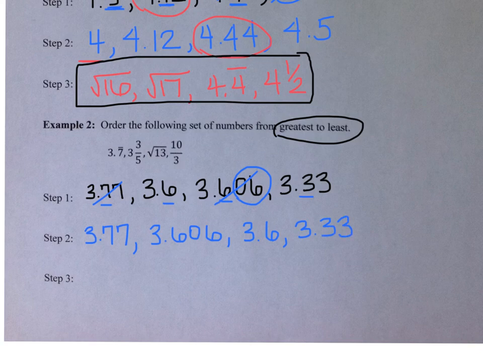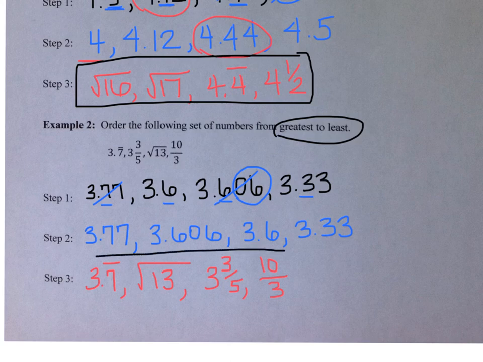And then lastly, step 3, you want to put it back in the original form. So 3.77 was 3.7 repeating. 3.606 was the square root of 13. 3.6 was 3 3/5. And lastly was 3.33, and that's saying 10 over 3. And this is your final answer. We wanted greatest to least. Let's do one more example together.